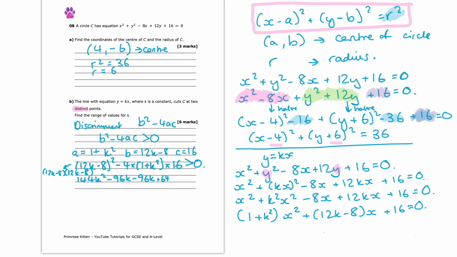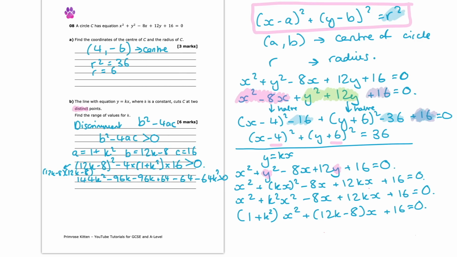That's the first set of brackets, the (12k minus 8) squared bracket. Then I'm going to move on to the next bit: minus 4 times (1 plus k squared) times 16. That leaves me with minus 64 and then minus 64k squared. And that is altogether bigger than 0.